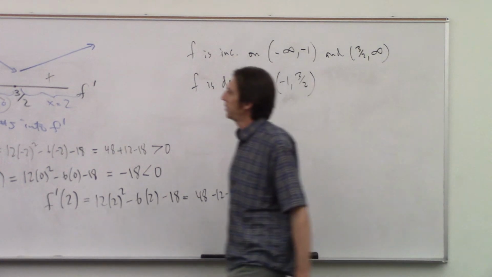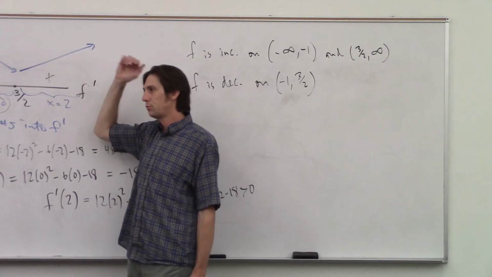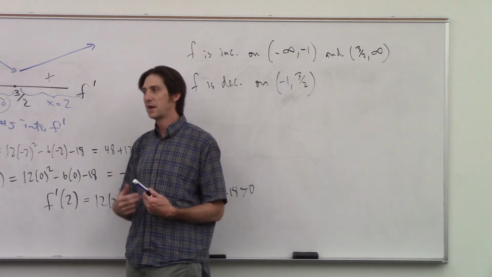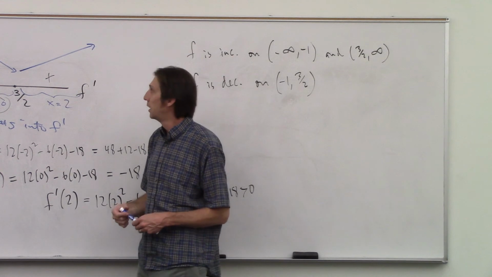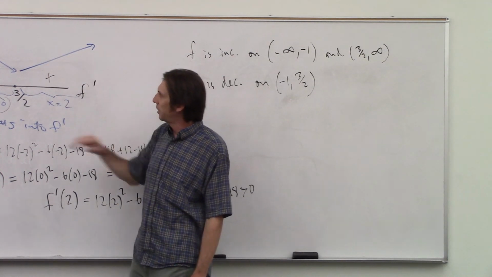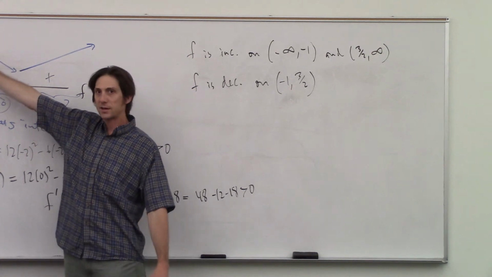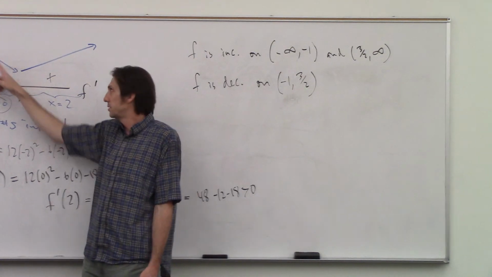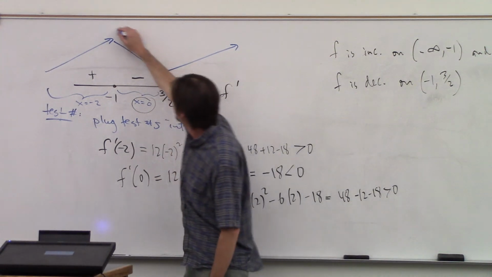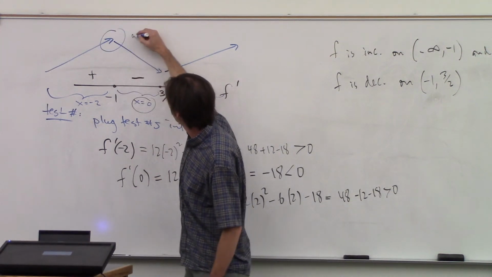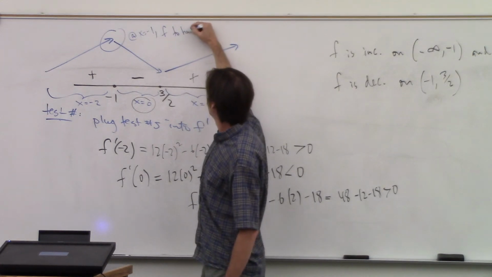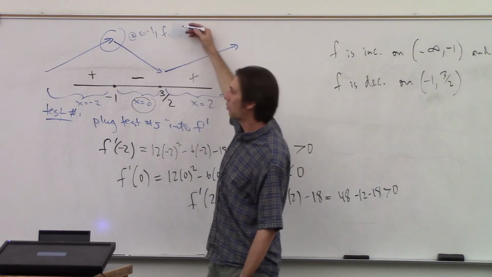The first derivative also helps me answer part B, where I was supposed to figure out if the function has any local maxes or local minimum values. In my little schematic here, I can see a max and I can see a min because this is a high point and this is a low point. And so at x equals -1, I would expect f to have a local max.